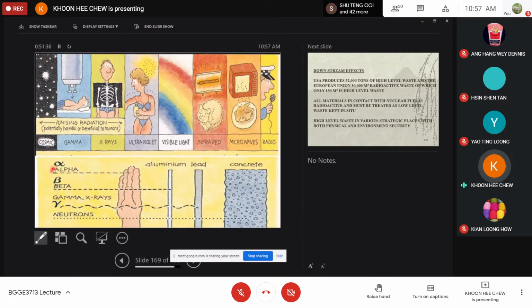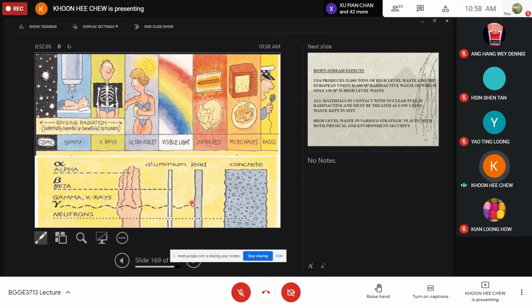For example, if it is an alpha wave radiated, you can easily stop it by the skin. It won't penetrate through, so this gives less problem. But if it is emitting a beta wave, then it passes through your skin and through your body. Your skin cannot stop it, only an aluminium wall can stop it. And if it radiates gamma rays, which are similar to X-rays, it will penetrate through even the aluminium wall, and it can only be stopped by lead.